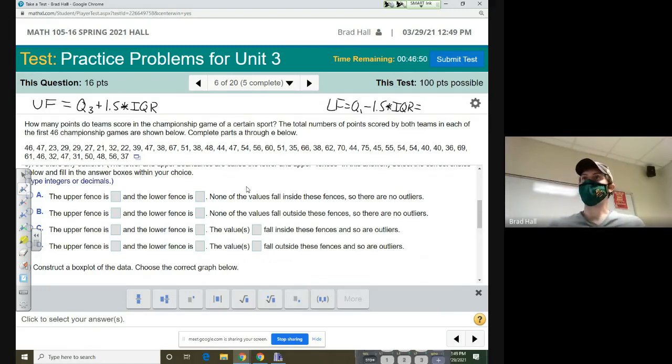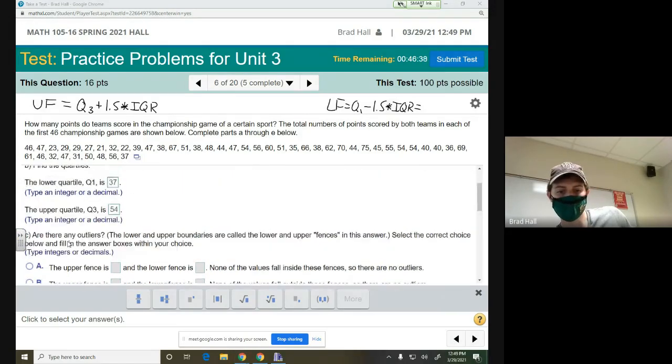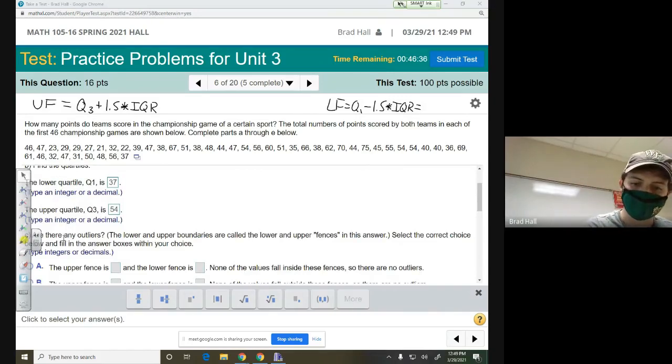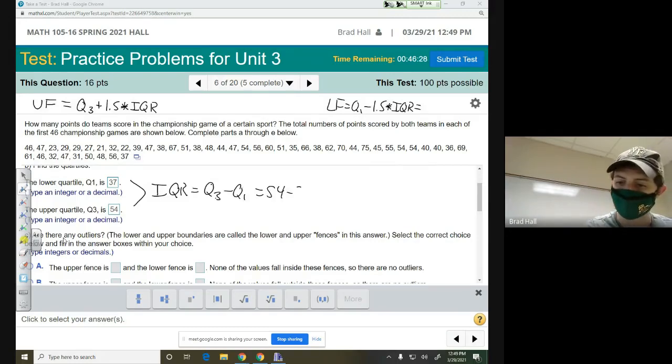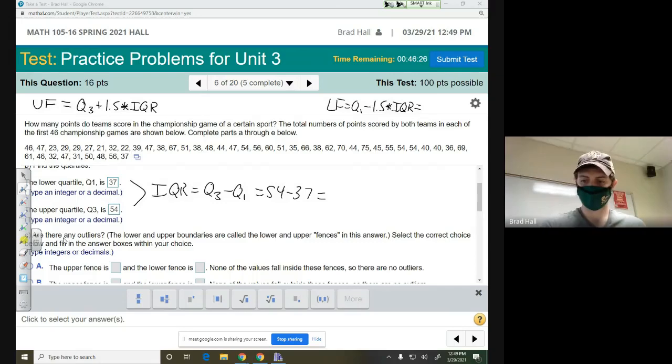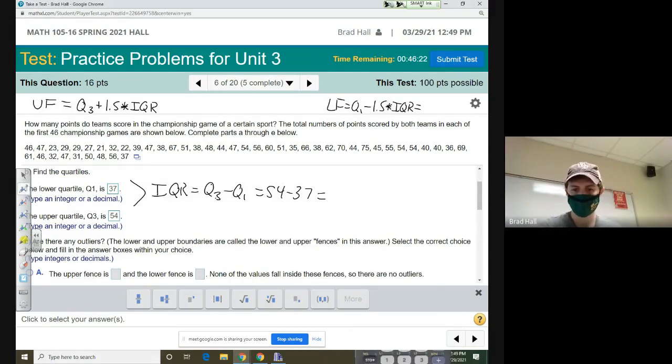Now the IQR is the interquartile range. It's the difference between the quartiles. So the quartiles we found, the interquartile range, again, is Q3 minus Q1, 54 minus 37. So is that 17?